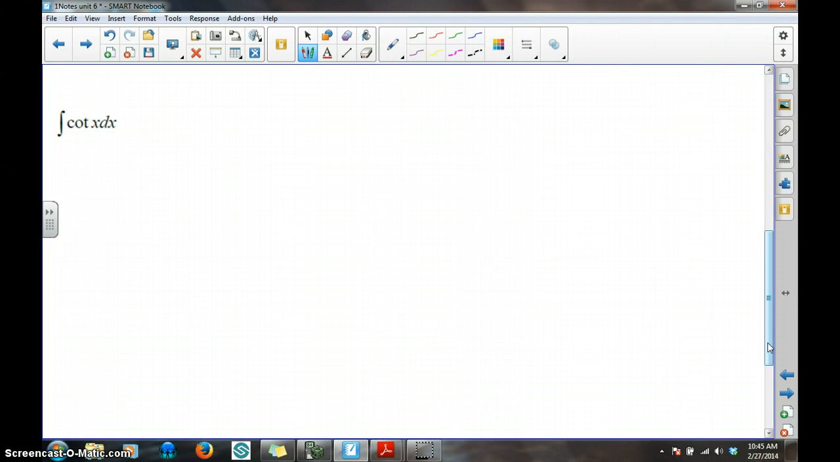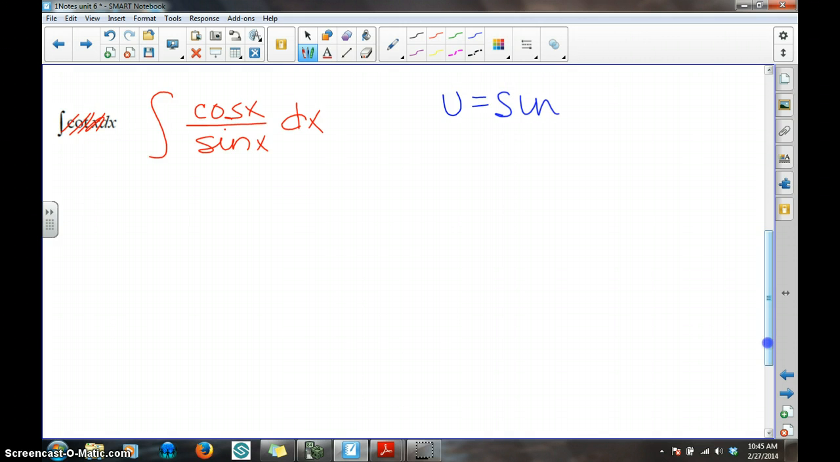Now, likewise, and a little bit easier, you can imagine that the cotan function is going to work exactly the same way. I'm going to immediately change cotangent to the integral of cos over sine. I'm going to do a u substitution again, but this time I'm going to let u be the sine function.